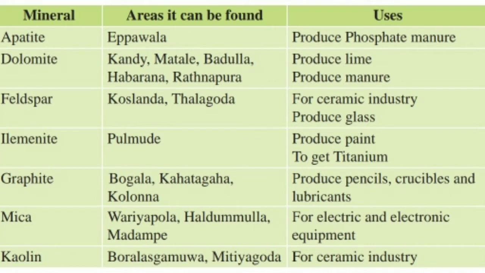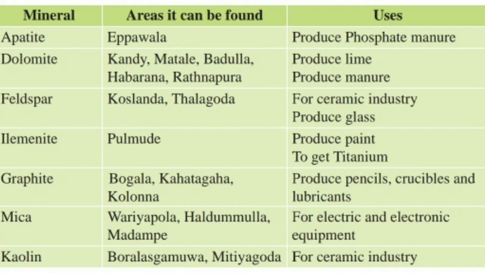You know, Eppawala apatite. I think you have heard these words, Eppawala apatite. So apatite can be found in the Eppawala area. So what are the uses? Produce phosphate manure. That's phosphate in apatite.